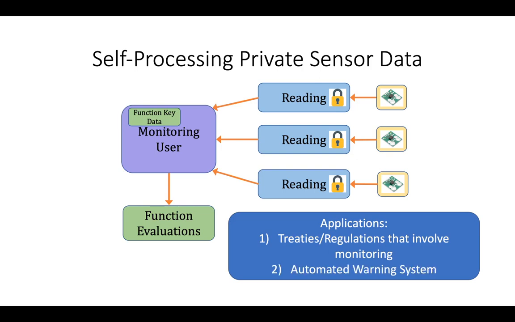Another application could be for an automated warning system. In this system, a government could deploy sensors and publish the function key data. Then, if the system was ever in an alert state, any monitoring user could learn this information. By using a self-processing private sensor data system, the government would not require any communication on its part other than the one-time trusted setup. And moreover, since the system is self-processing, it would require minimal upkeep to maintain.